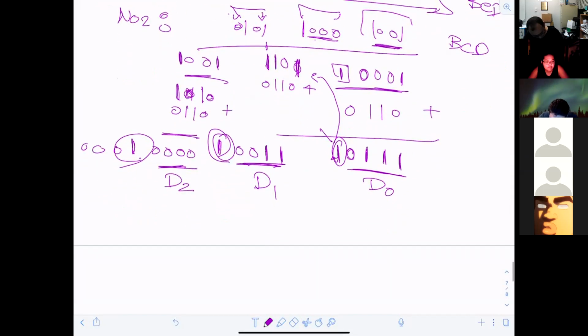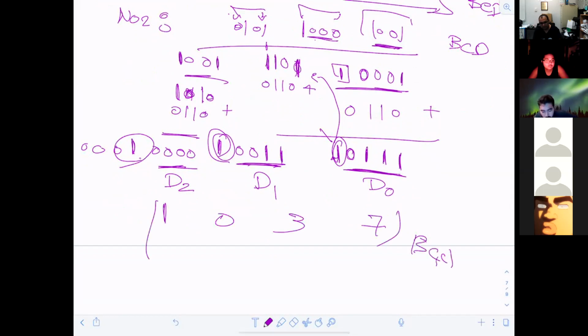So what is the output? The output is this, which is 7, 3, 0, 1. This is the BCD equivalent of this process. Any questions?